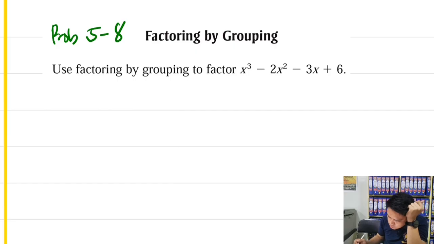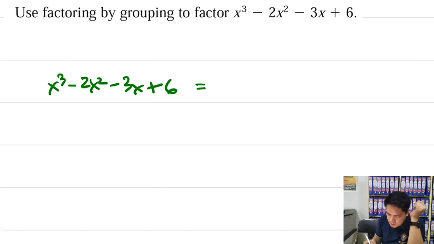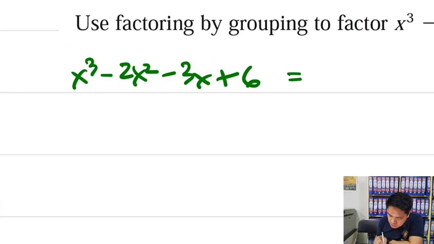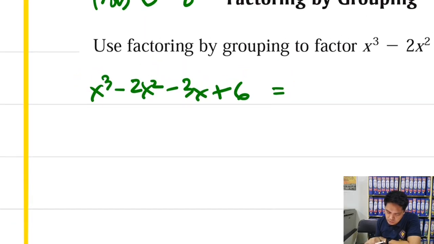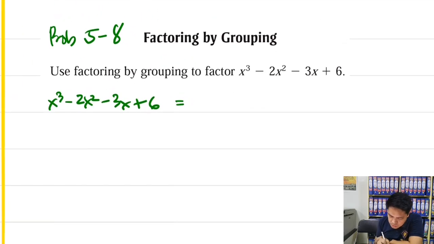Use factoring by grouping to factor x cubed minus 2x squared minus 3x plus 6. Okay, how do we factor this by grouping? Ito siya, medyo madali lang because just by looking at this, we could group these two. Parang obvious na yung mga pwedeng groupings niya. Because the first two terms, may common factor siya, which is x squared. Diba? Okay, sige. I-group natin yung first two terms.